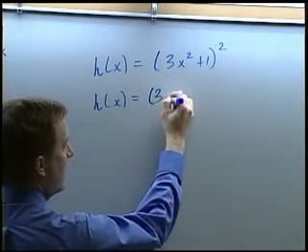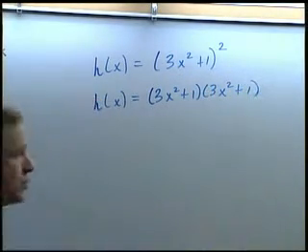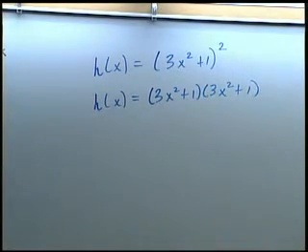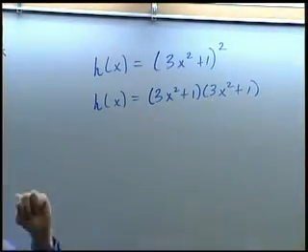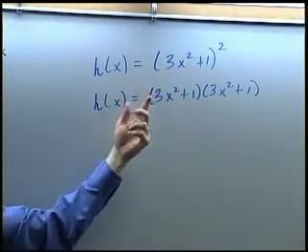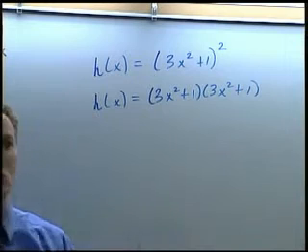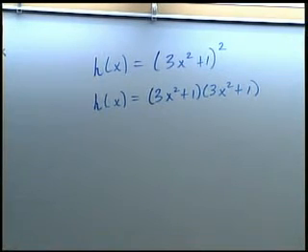Up to this point, we had to rewrite this as 3x squared plus 1 times itself, and then we could use the product rule to go ahead and take its derivative. Now, this isn't bad for this example, but what if this number wasn't a 2? What if it was a 7? We really don't want to write this function 7 times and then do multiple product rules with it. That'll take us forever, and we'll probably make a mistake along the way.